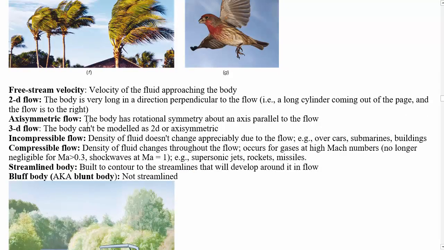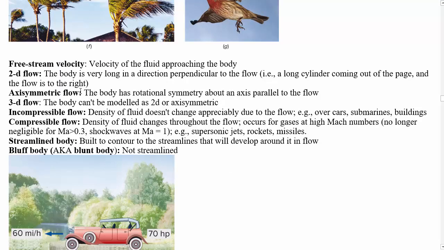Two-dimensional flow means the body is very long in a direction perpendicular to the flow. So for the cross-section of an aircraft wing, we can say the wing length is kind of long, and we'll approximate that as two-dimensional. That's a reasonable approximation, but we'll see where that breaks down. Axisymmetric flow means that it has rotational symmetry about an axis parallel to the flow, maybe like a rocket moving through the air. 3D flow means that you can't make these approximations of two-dimensional or axisymmetric flow.